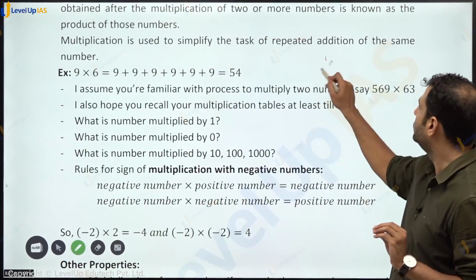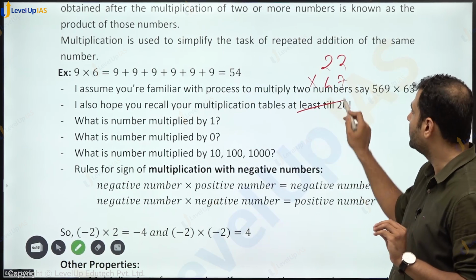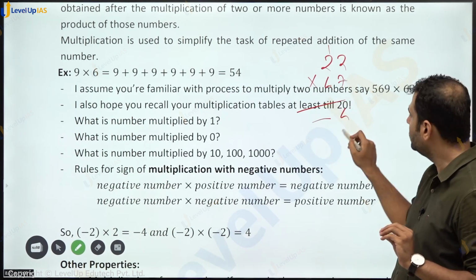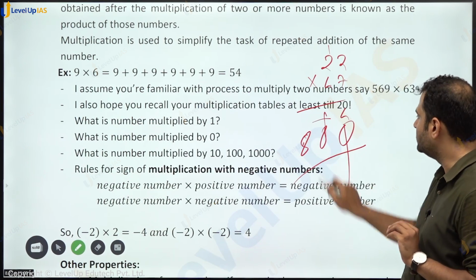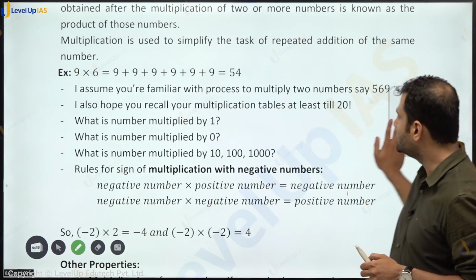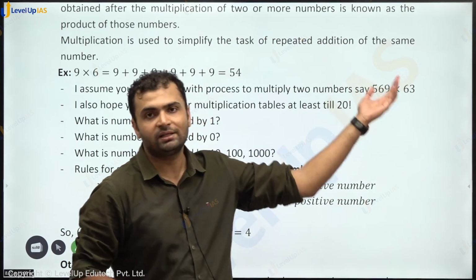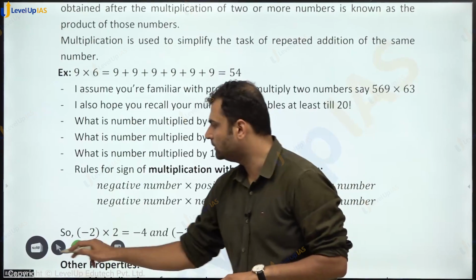Like if I do 22 into 47, I hope you know that you first multiply by 7, 7 twos are 14 and all. Then before multiplying by 4, you add 0 here, and then multiply by 4, and then you add like this. I hope you are familiar with this process. If not, I'm not going to teach it right now. Please take a few questions and practice it. Practice 5 questions, and that should be enough.